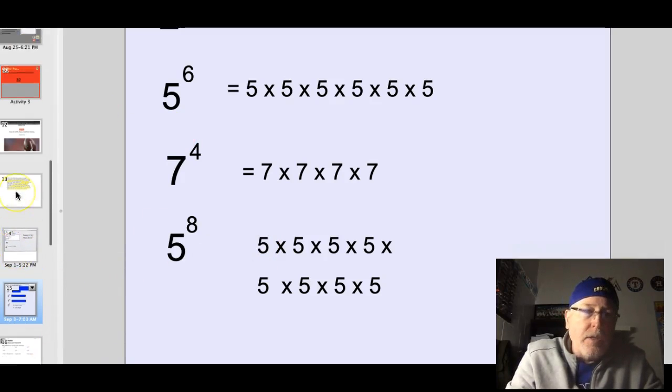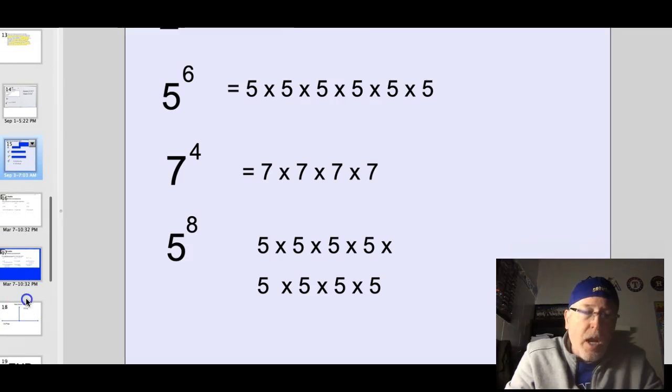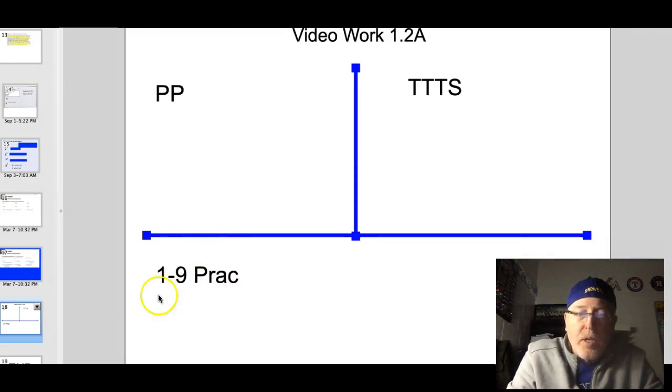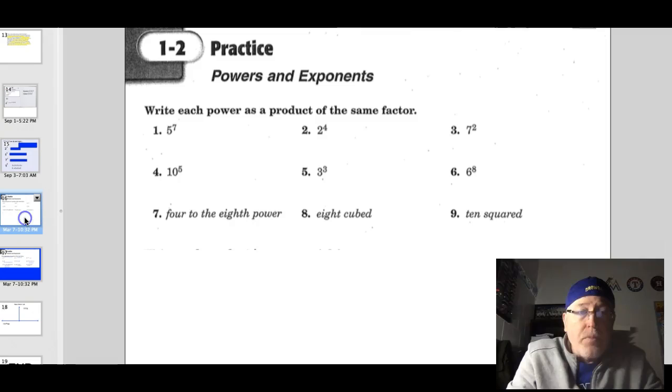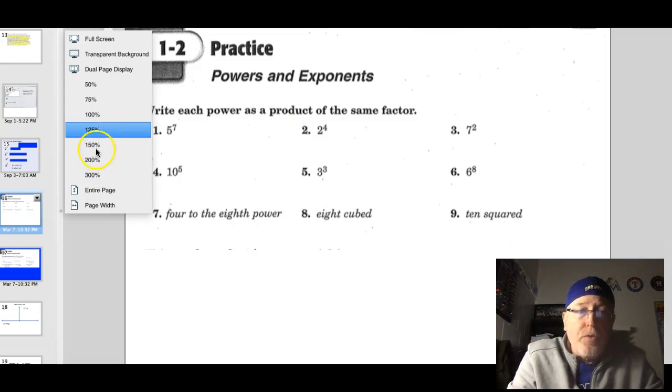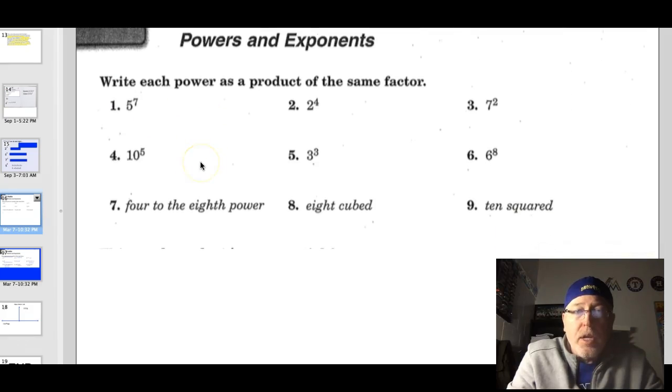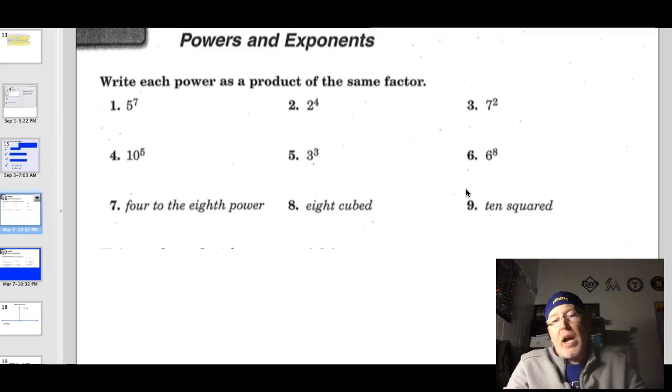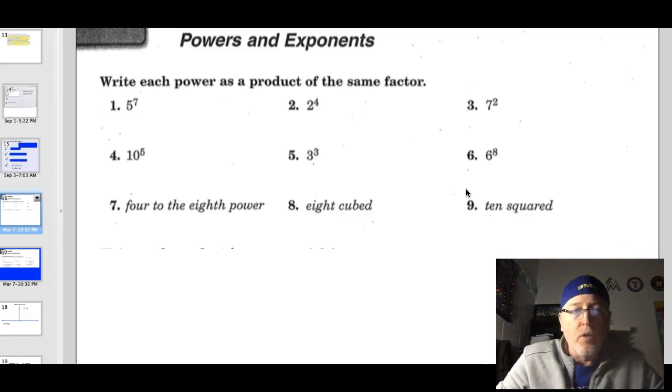All right, we're down to the last portion of our lesson. I'm going to have you do some independent practice. So on the bottom half of your page, it's going to have you write 1 through 9, and I'm going to have you do 9 problems. Here they are. I'll see if I can make them just a touch bigger for you. So write each power as a product of the same factor. 9 questions. Go for it.